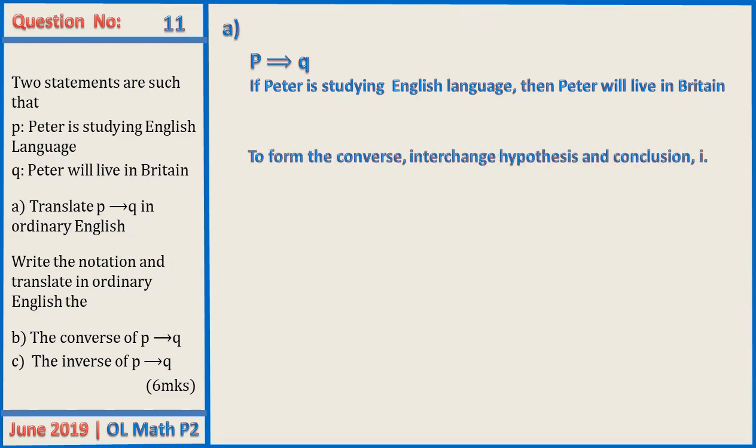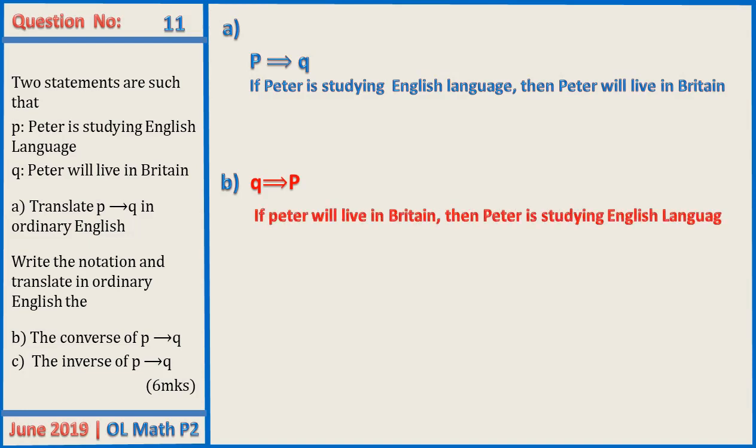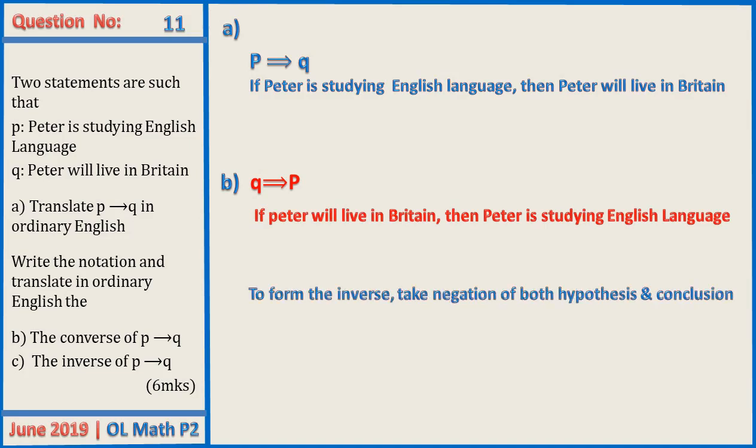To form the converse of P implies Q, we have to interchange the hypothesis and the conclusion. The first statement is the hypothesis, the second one is the conclusion for an implication. So let us reverse them. So instead of writing P implies Q, I will now write Q implies P, and this is read as if Peter will live in Britain, then Peter is studying English language.